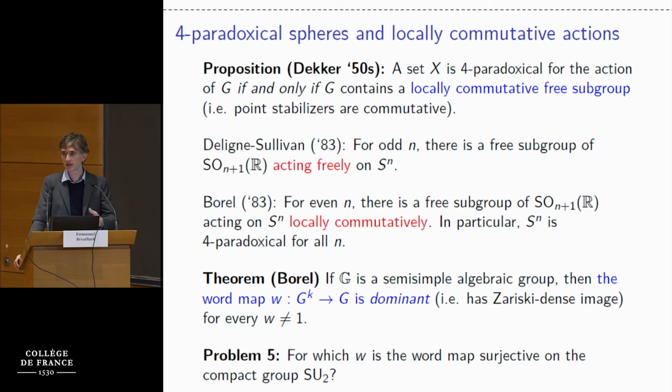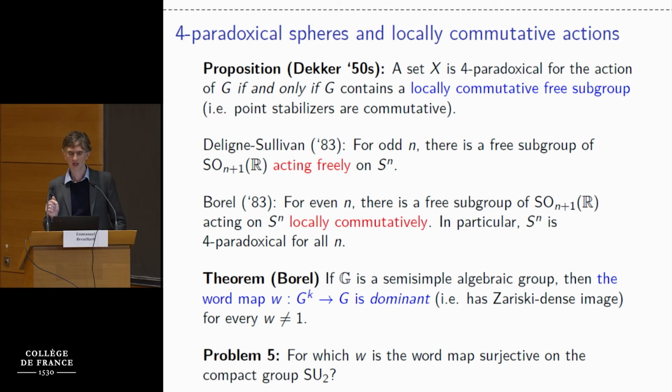To act freely on the sphere means you're not only a free group, but every element does not have any fixed point. Okay. And Borel completed this by proving that also for even n, so for even n you cannot act freely because rotations have an axis, but you can do almost as good as acting freely. You could act what's called locally commutatively. So this means that the point stabilizers are commutative.